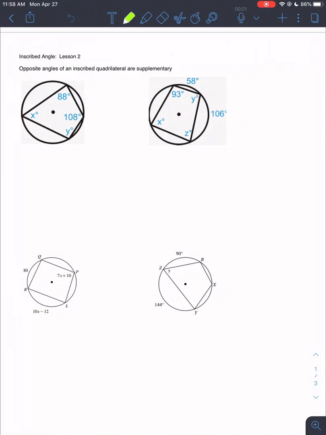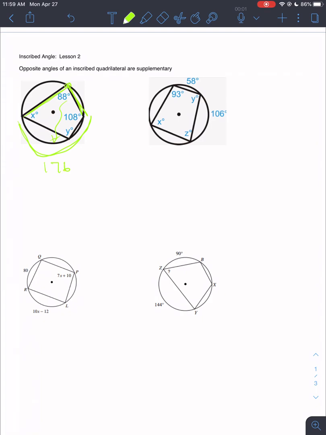This is Honors Geometry Inscribed Angles Lesson 2. So in the last lesson we discussed that an inscribed angle is made of two chords with a vertex on the circle. It creates an arc that's twice as big as the angle. So in this example, if we take 88 and double it, the arc that it creates, its intercepted arc, is 176 degrees.